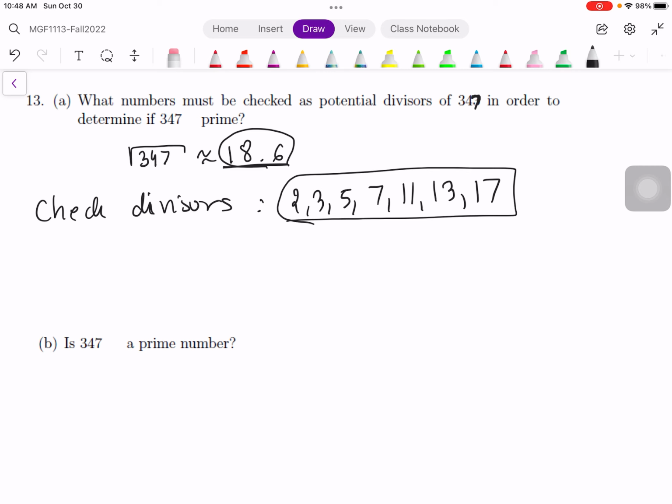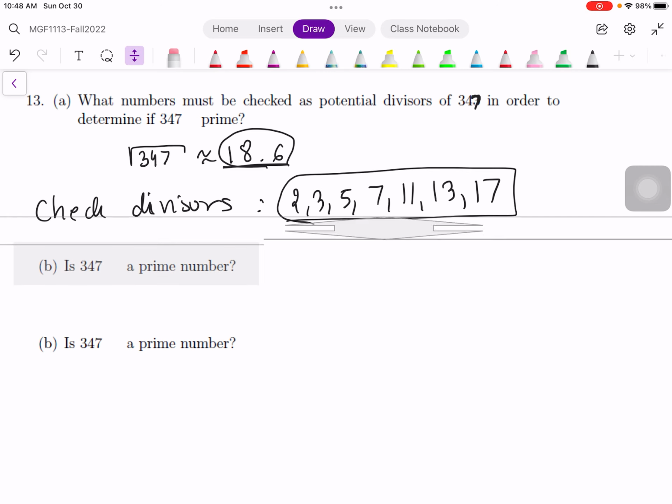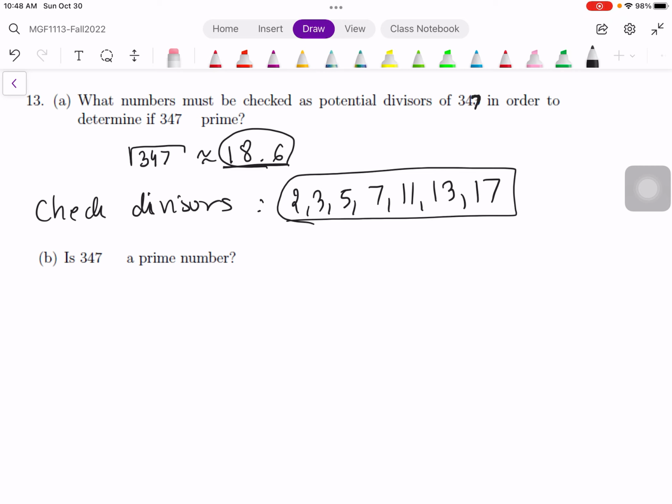Okay, so that answers what numbers must be checked as potential divisors. Well, those I listed, right? 2, 3, 5, 7, 11, 13, and 17. So now let's check them. Basically you can grab a calculator. Sometimes a calculator, sometimes just our assessment is enough. The number is clearly not divisible by 2, it's not even. To be divisible by 3, the sum of digits has to be divisible by 3, and the sum of digits is 3 plus 4 plus 7, which is 14.